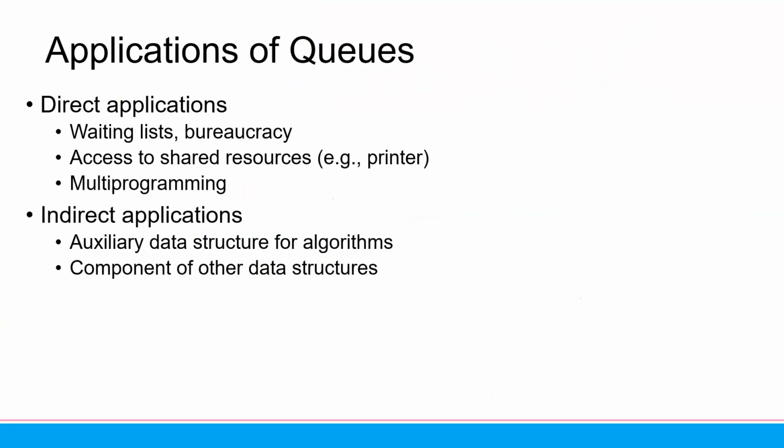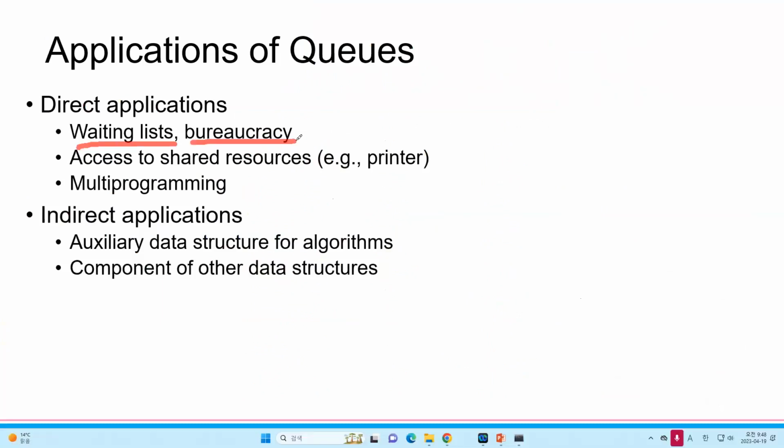Yeah, this is the application. I think you know when you go to a restaurant or you go to a bank, you always have the waiting list. So that's the queue or the bureaucracy. Or if you use a computer, if you want to print, if there are many documents, then there will be a kind of queue.